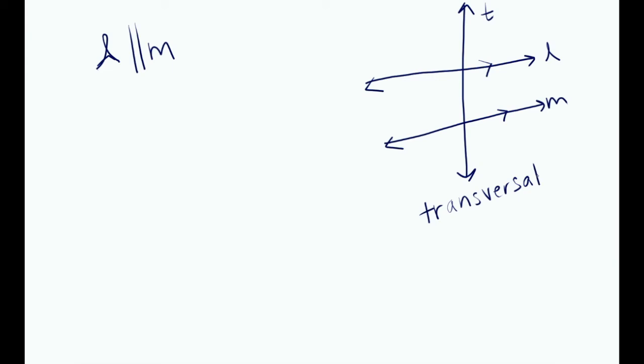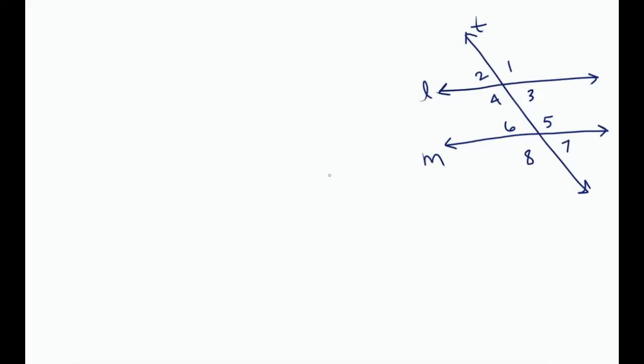And this just means that this line crosses these two parallel lines so that it creates 1, 2, 3, 4, 5, 6, 7, 8 angles. And these angles each have different characteristics. So let's go into them together. Okay, so let's say I have my two parallel lines here, L and M, and I have my transversal T creating all of these different angles in here.